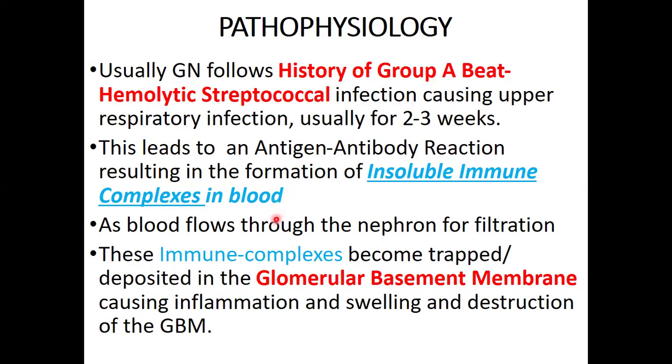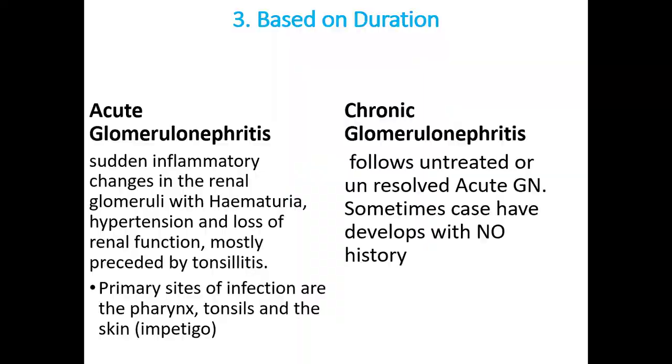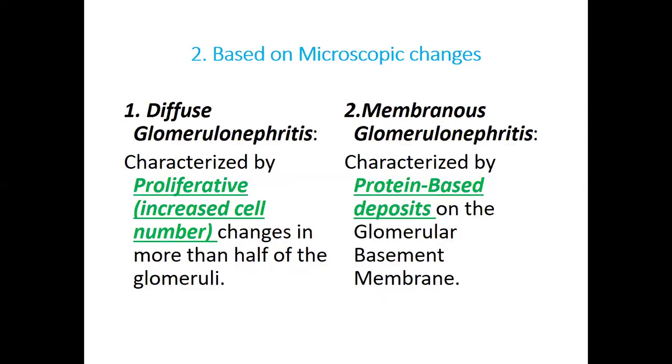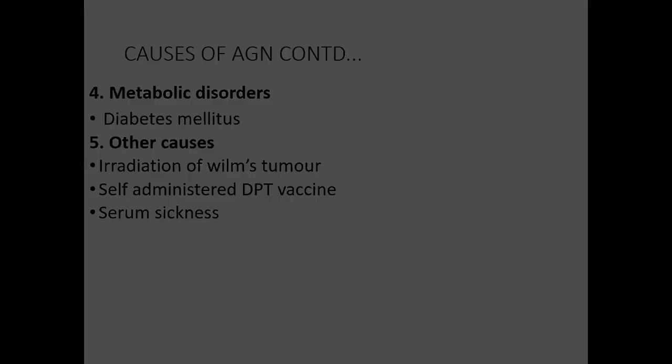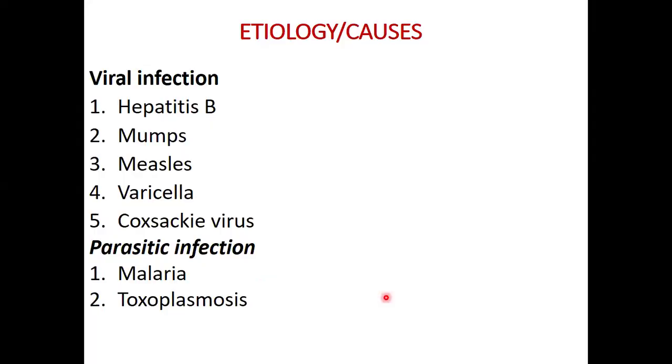So why are they insoluble? It's because of the type of infection that we're talking about, group A beta hemolytic streptococcus. So when blood containing such complexes passes through the kidneys, these complexes become trapped or deposited on the basement membrane. Remember, I showed you the basement membrane. It must be somewhere here.